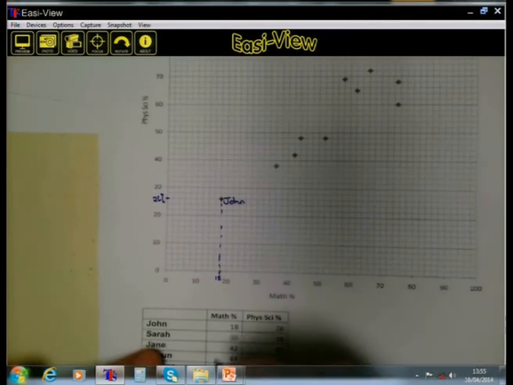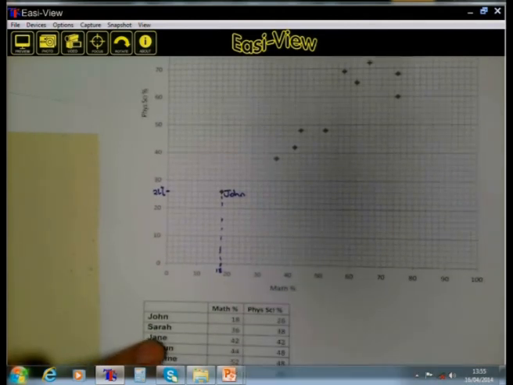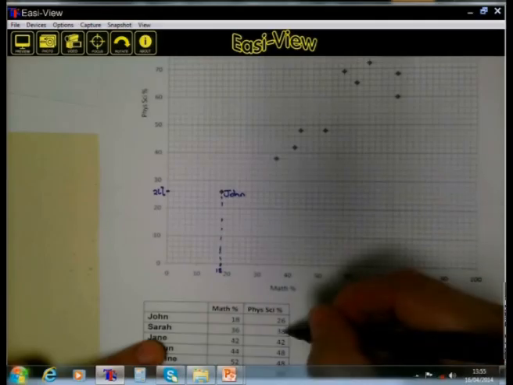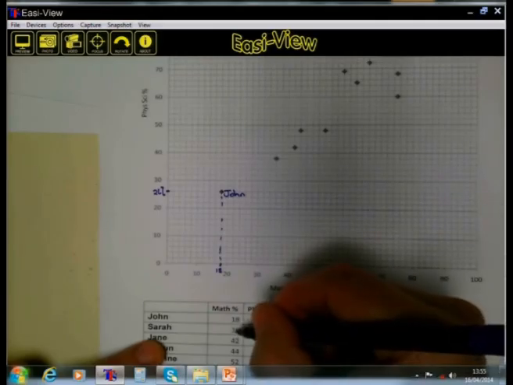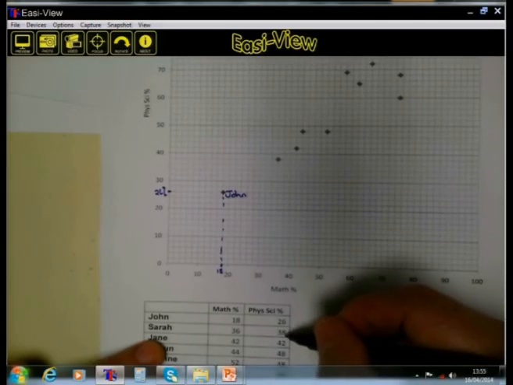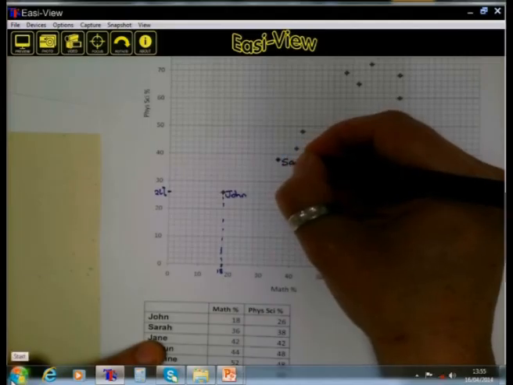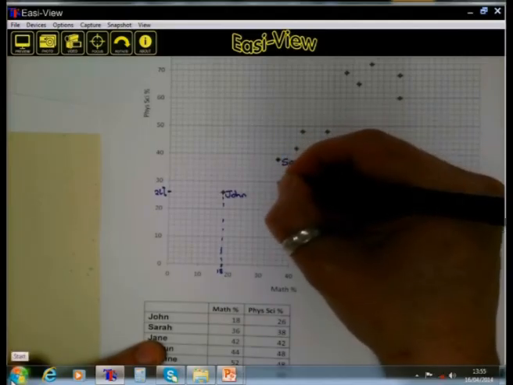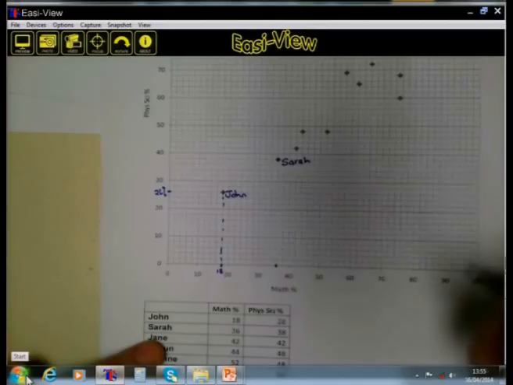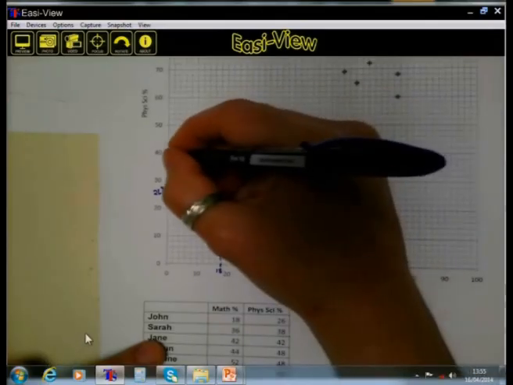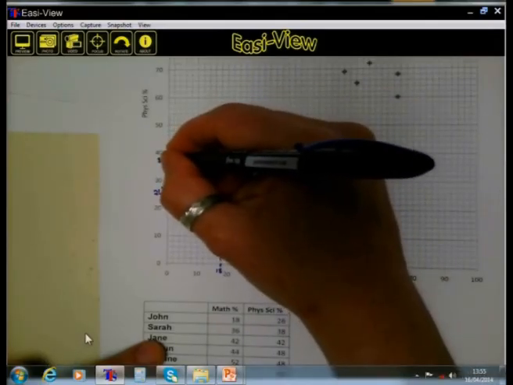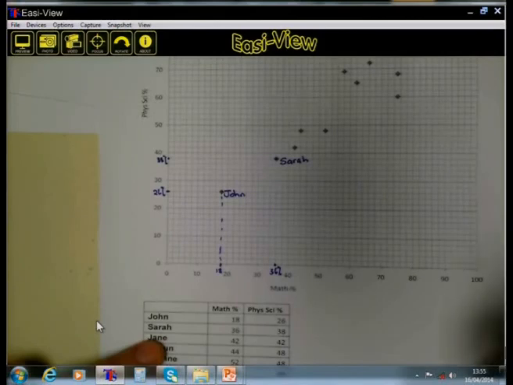Now, just like so, we can go on to Sarah. Sarah had 36% for mathematics and 38% for physical science. So this dot here is Sarah. Because if we come down here, we will see that Sarah had 36% for maths, and on this side we can see that she had 38% for physical science.